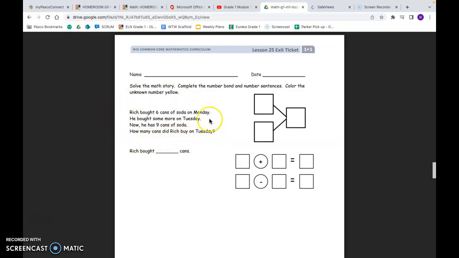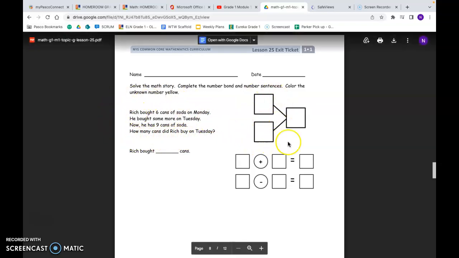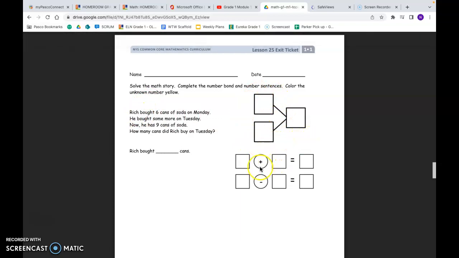So using this word problem, I want you to create a number bond to match. Here's your addition number sentence to match that word problem. And then you're going to turn it into a subtraction sentence.